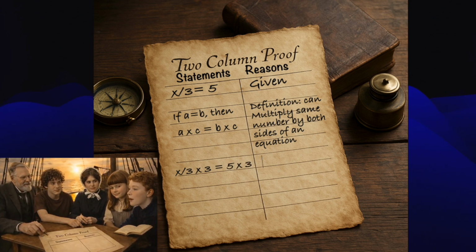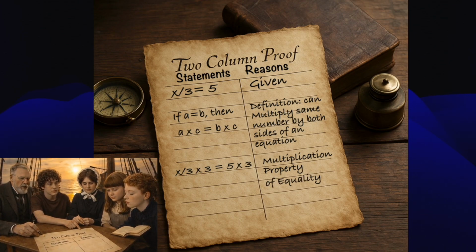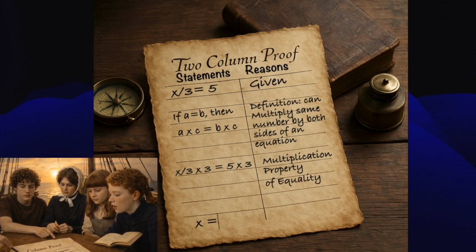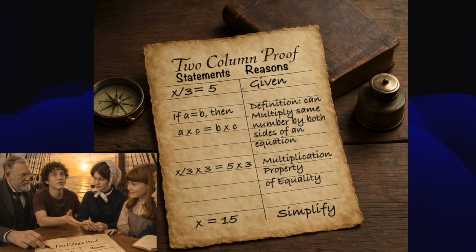Step 3. Multiply both sides by 3. Write under reasons the multiplication property of equality. Same number, both sides, every time. The proof is complete.